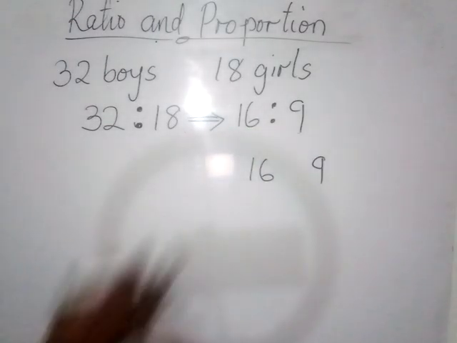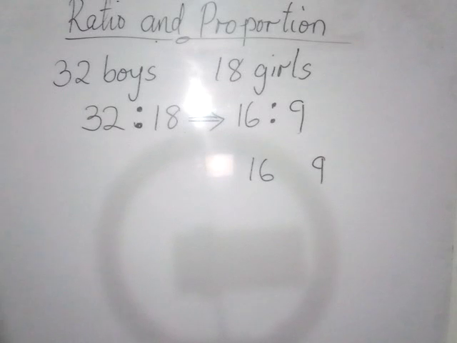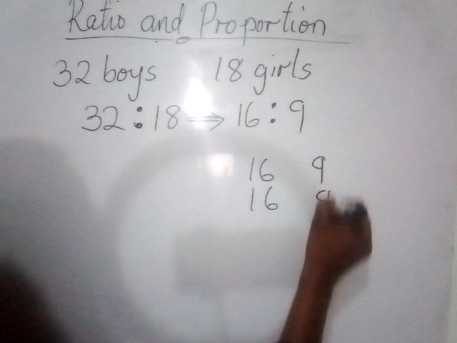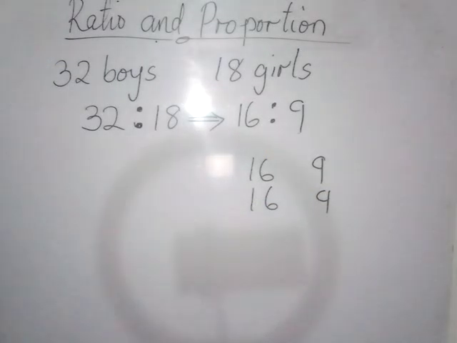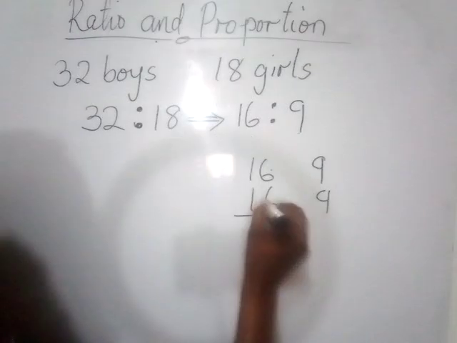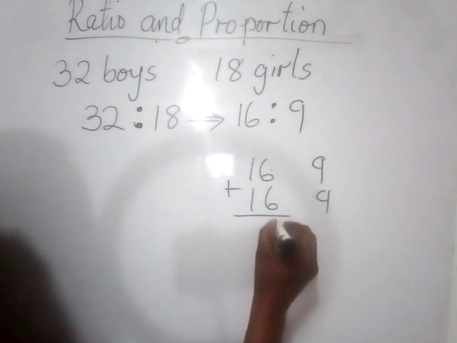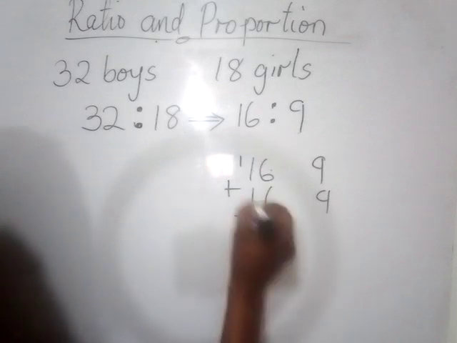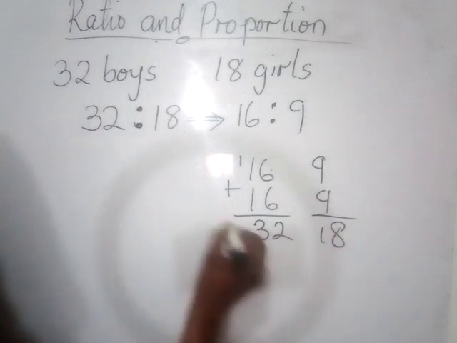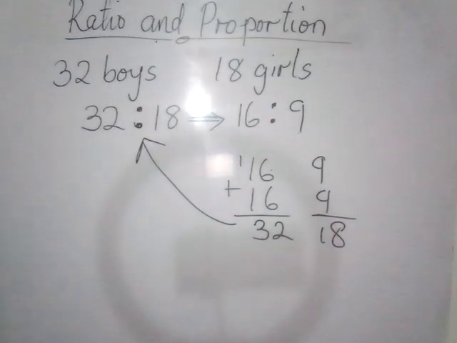Okay? Let's say this is the first set. Now you bring out another set of boys. For every 16 boys, you bring out 9 girls. Now let's see, we have brought out 2 sets of 16 boys and 2 sets of 9 girls. What do we have? If we add our 16 plus 16, we have 32. And 9 plus 9, 18. You see that it brings us back to where we started from.